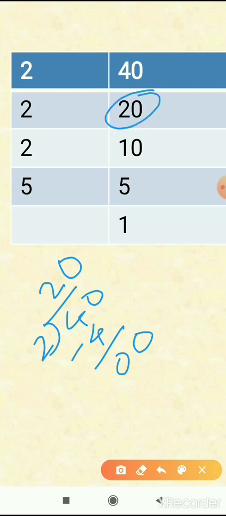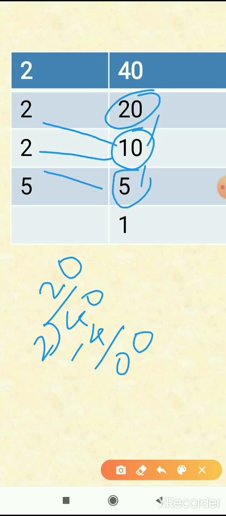Again 20 is an even number, so it is divisible by 2. So we divide, 2 10s are 20. 10 is the quotient, we write here. Again 10 is divisible by 2. 2 5s are 10. 5 is the quotient, we write here.